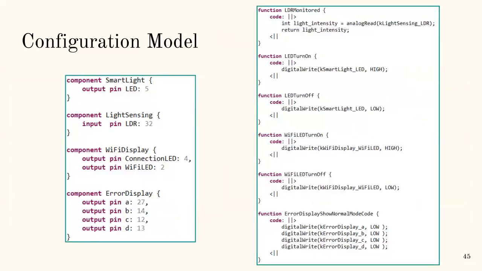Here is an example of what the configuration model looks like. On the left, you can see components like LEDs and the pins that the devices are connected to. And on the right, you can see the functions and how you can interact with those devices and how you can get those devices to do things. So for example, an LED can turn on or off by running these functions.